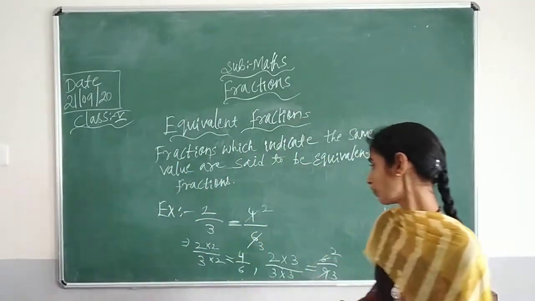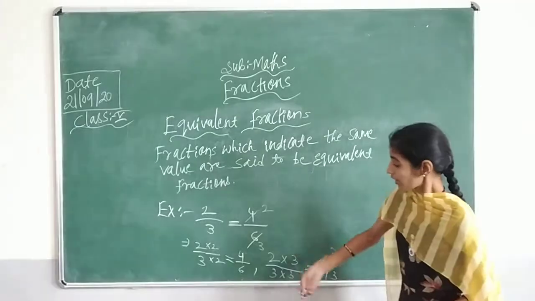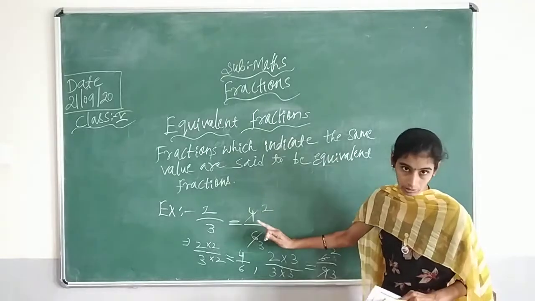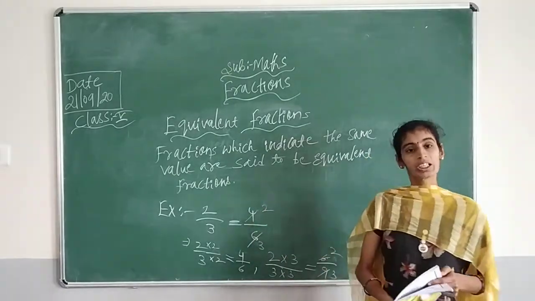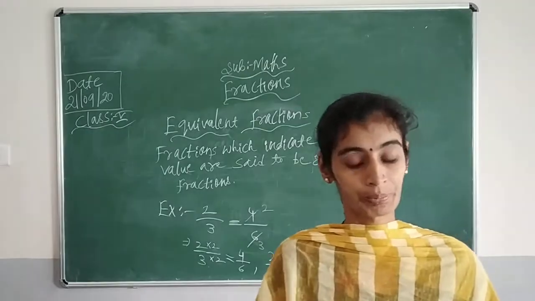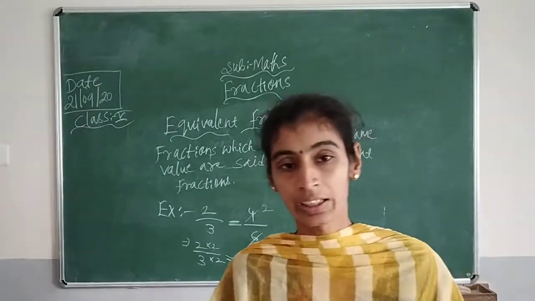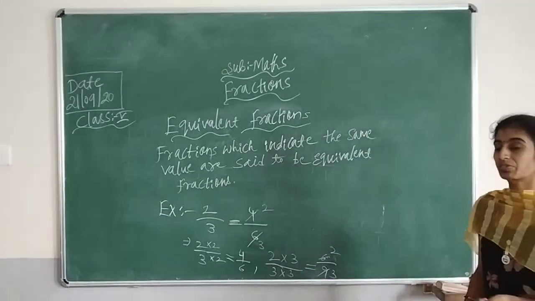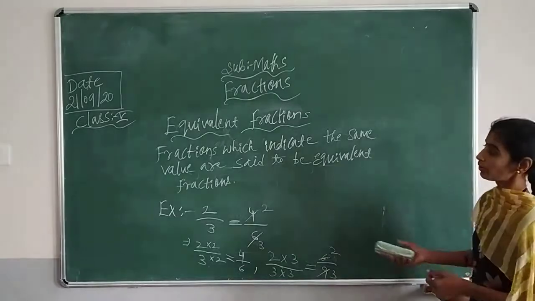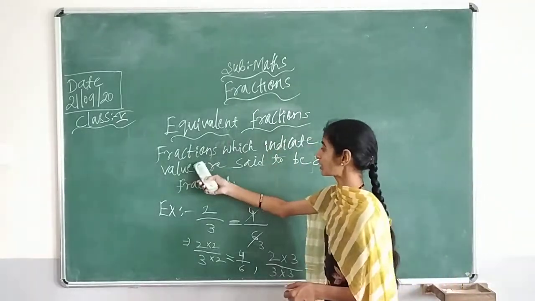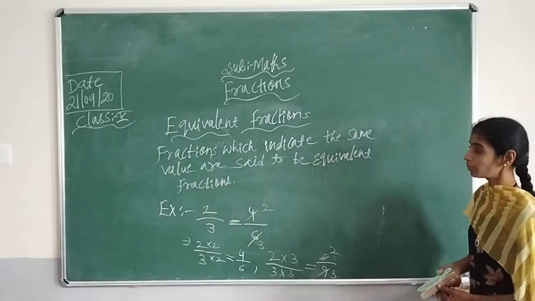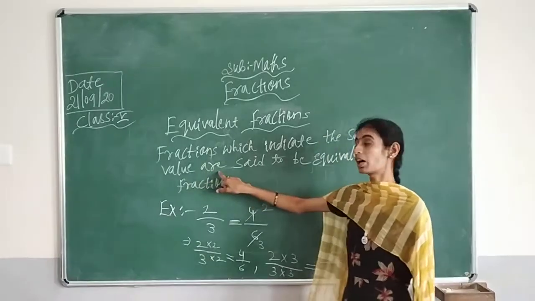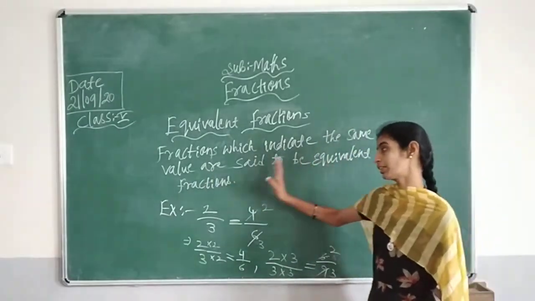I hope you all understood what an equivalent fraction is. Means this 4 by 6 is going to indicate the same value. Though it looks different, when you simplify it, you are going to get the same value. Okay. So please write down the definition, children, and we will see the exercise related to this equivalent fraction. So what are equivalent fractions? Fractions which indicate the same value are said to be equivalent fractions.